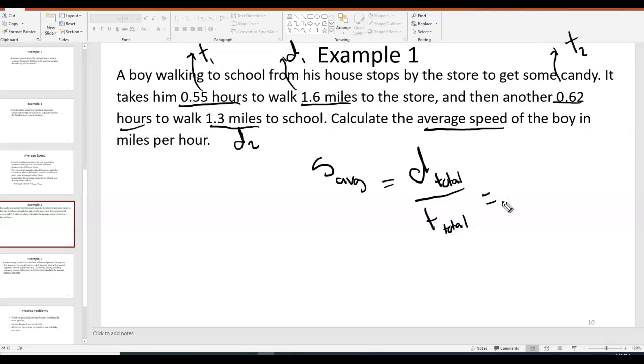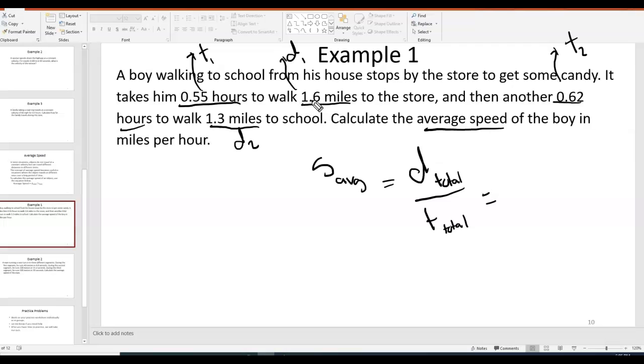Again, you use this in situations where you're taking a trip. And you can always spot average speed problems because number one, it'll say average speed, and number two, you'll see different times and different distances like this. So if I want to do this calculation, in place of d total, I'm basically going to have to add up all the distances in the problem.